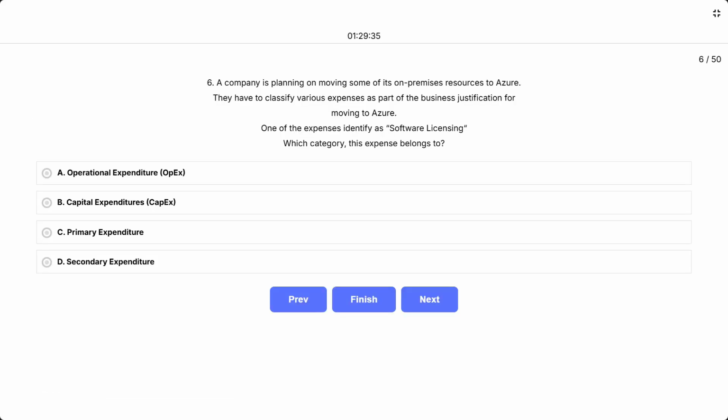A company is planning on moving some of its on-premises resources to Azure. They have to classify various expenses as part of the business justification for moving to Azure. One of the expenses identified is software licensing. Which category does this expense belong to? The options are A, operational expenditure, OpEx; B, capital expenditures, CapEx; C, primary expenditure; D, secondary expenditure.